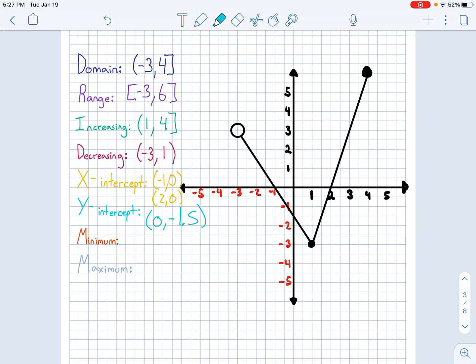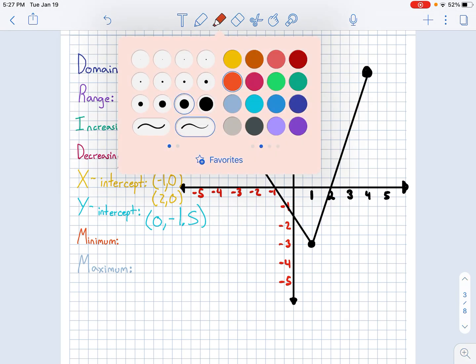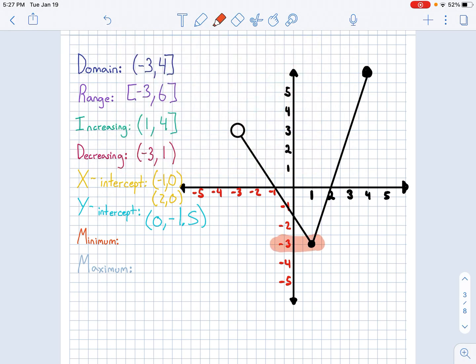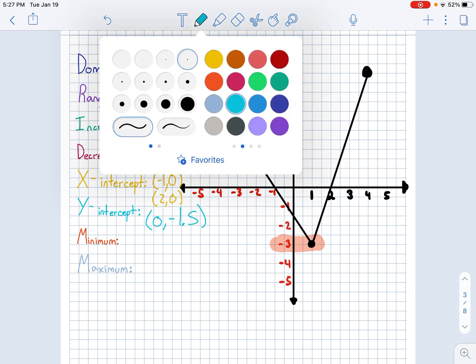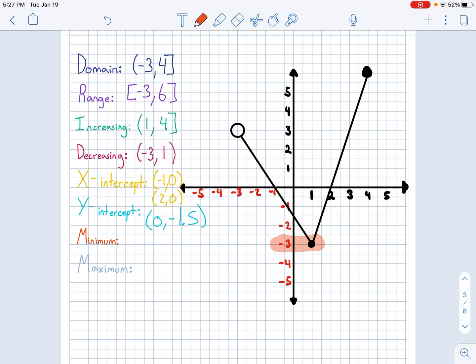Your minimum, your lowest value, is -3. You can write the ordered pair, or you can simply write the number. I'm just going to do -3. Or you could give the point, which would be 1, -3. Okay.